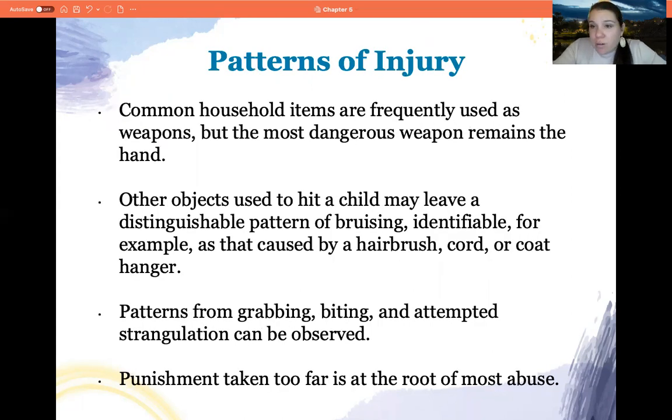Then you're looking for a pattern of injury. So you're looking for common household items, maybe a shoe, maybe a hairbrush. The most commonly used object, though, is the hand. That's still considered the most frequently used weapon. So you might be looking for patterns of bruising, like a hairbrush or a cord, so thin lines kind of thing. You might be looking for biting, scratches, or other types of injuries like that.